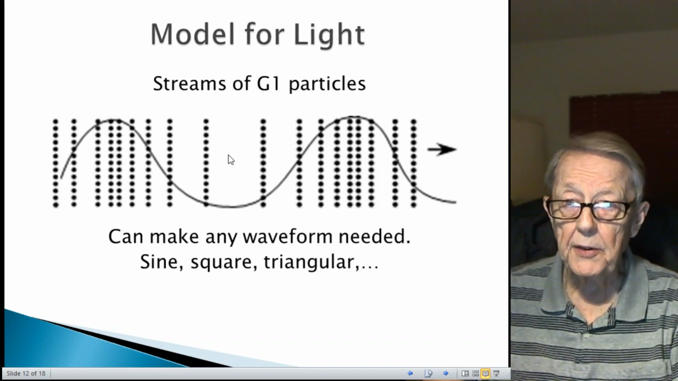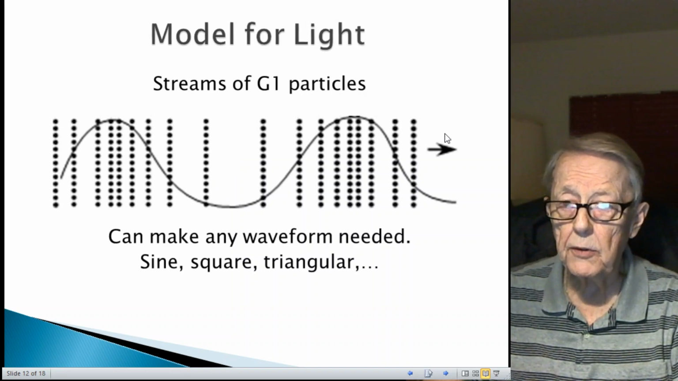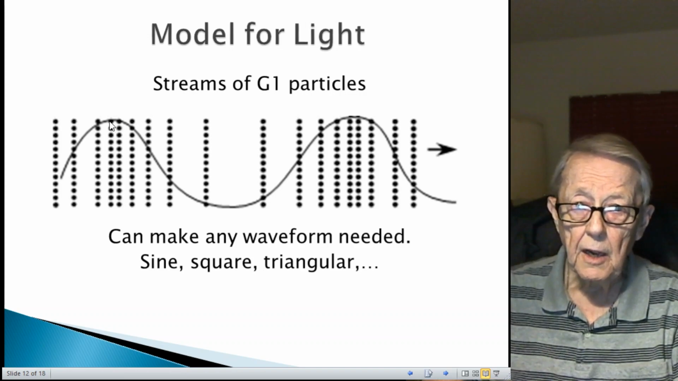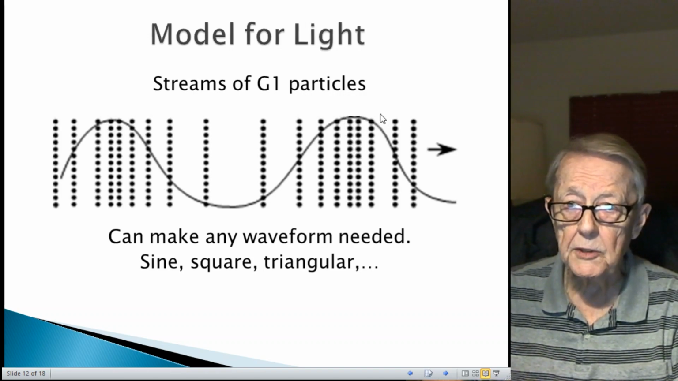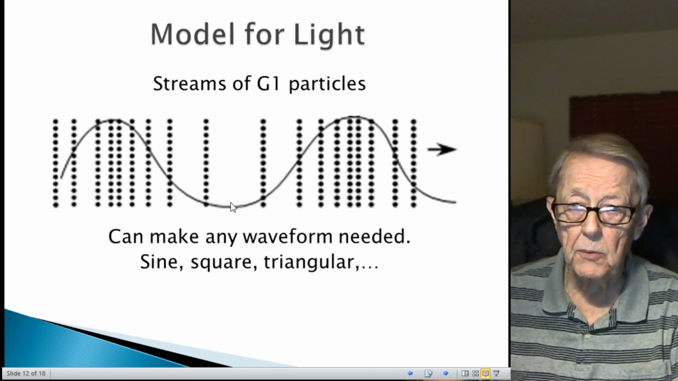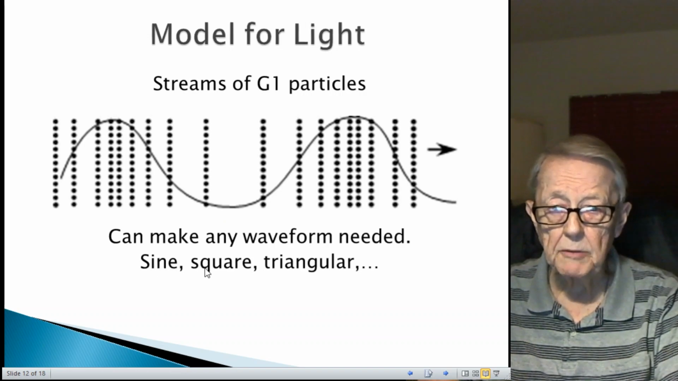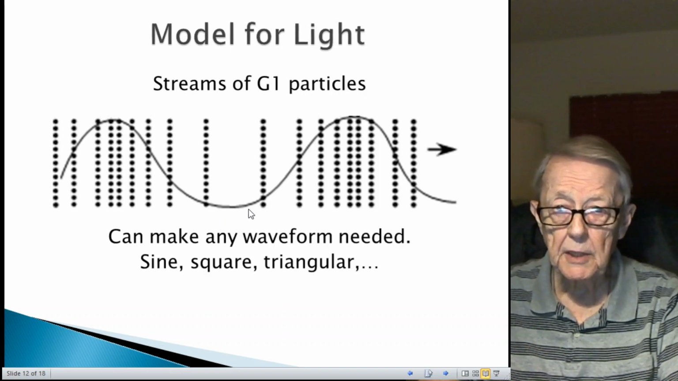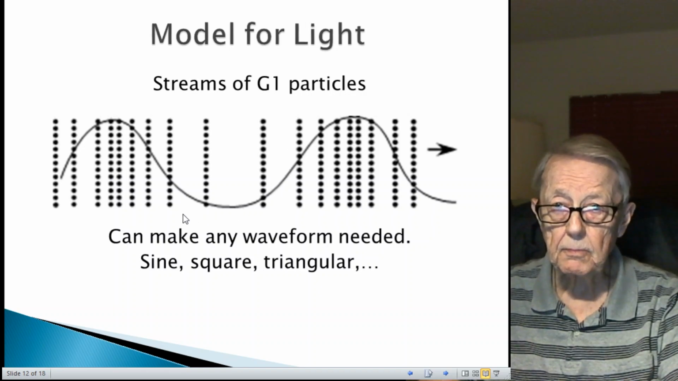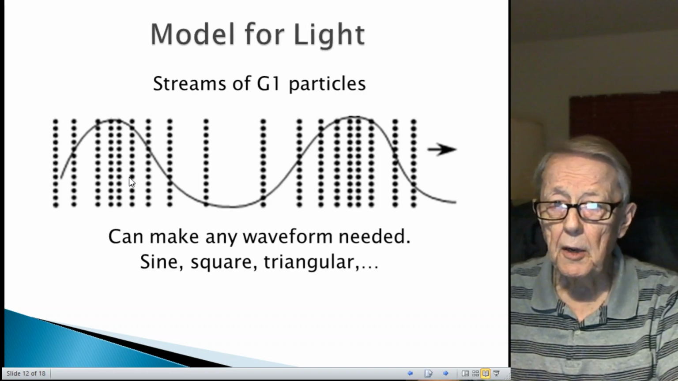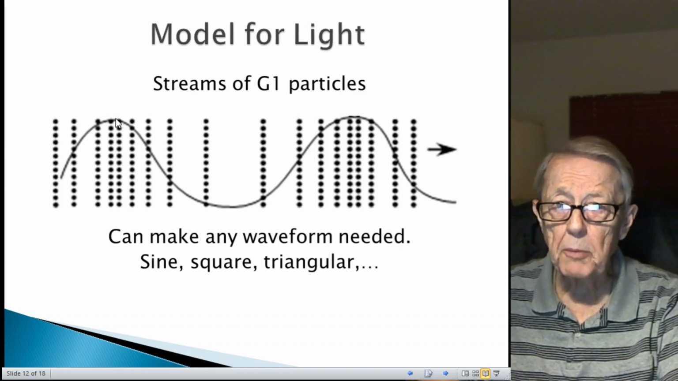This is a standard model that I've shown for light, showing G1 particles flowing to the right here at speed c. You have a clump here and a clump here, which define the peaks, and you have very few G1s here, which define the valley. And you can make sine waves, square waves, triangular waves, pulses, using this concept of particles. So you get a stream of particles being pushed by the vibrating atom here, pushing out a clump, and then later pushing out another clump.